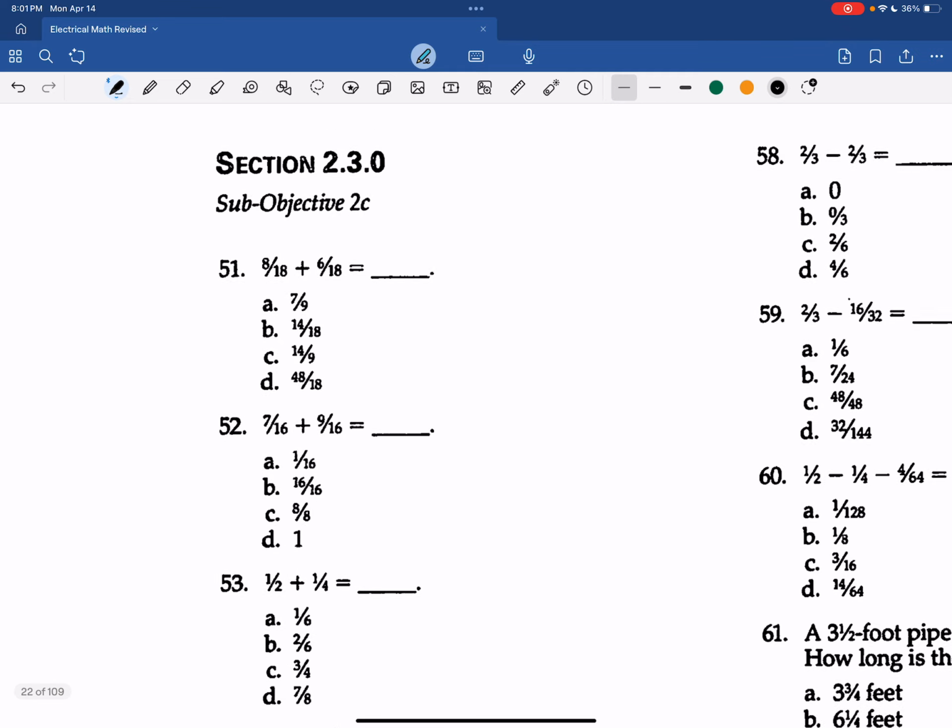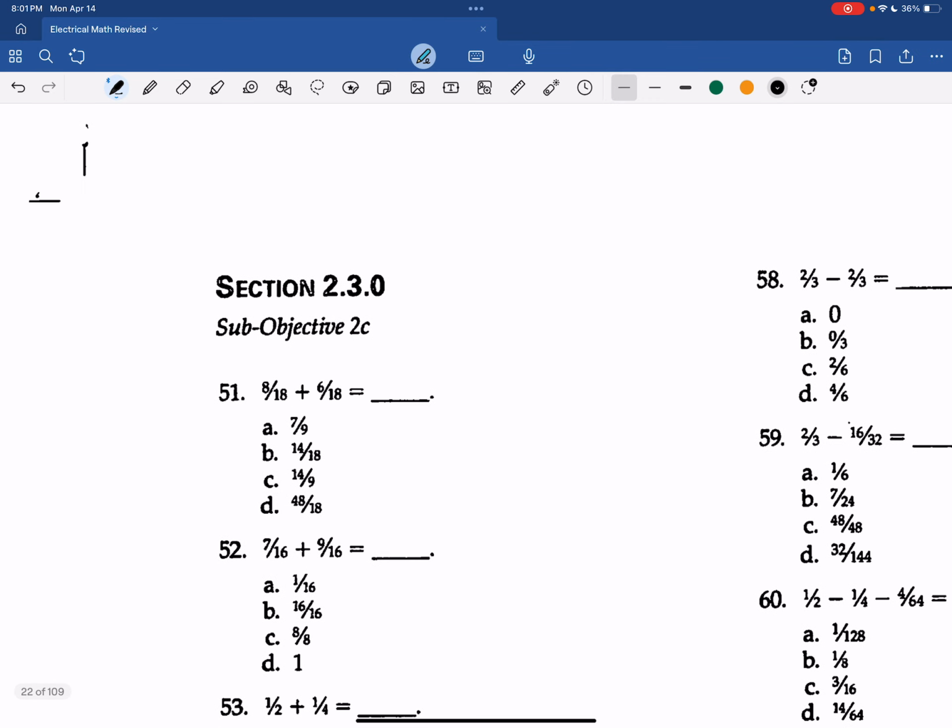Yes. We are adding fractions, and they do have the same denominator. That's a good thing. So 8/18 plus 6/18. We're going to keep the denominator and add the numerators, and then reduce to lowest terms. So 2 is going to work to reduce this one down to 7/9.